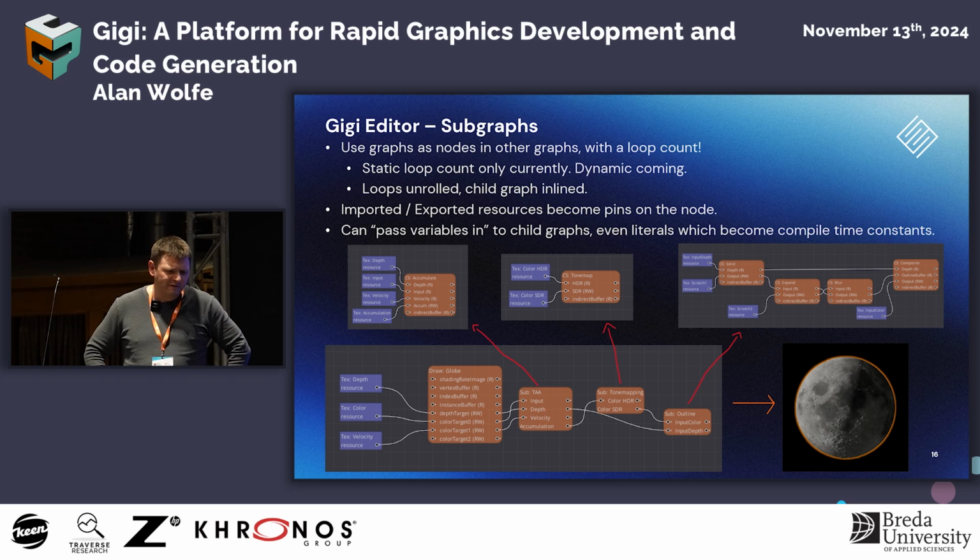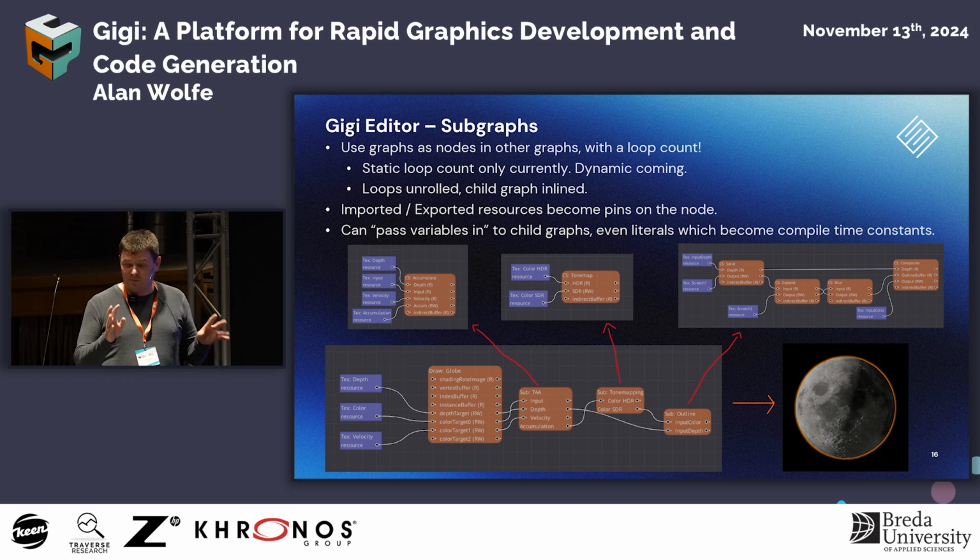The pins on the subgraph node are based on the imported and exported resources that the subgraph uses, so they're automatic. And you can also pass variables into child graphs. Something really cool about this is, going back to a variable-sized box blur that has a blur radius, you can use that box blur in your graph, and you can say, instead of using your dynamic blur radius, use the constant 5 instead. And then wherever it would have used the variable at runtime before, it just has the literal for that instantiation of the technique, which will let it compile down to exactly what's needed.